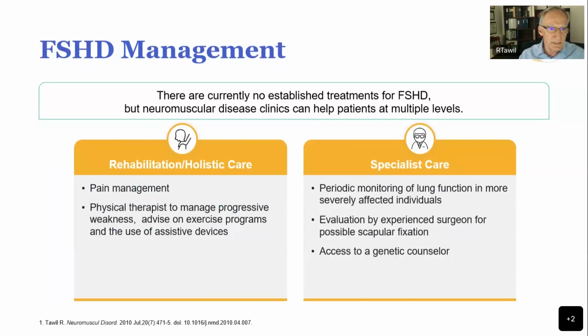So, FSHD management. There are currently no established treatments for FSHD, but neuromuscular disease clinics can help patients at multiple levels. A lot of patients with FSHD, because of asymmetry of involvement, will often have lower back pain and upper back pain, especially if they have asymmetry in their scapular winging. So pain management is often very important. Physical therapists are very good at managing progressive weakness and advising on exercise programs and the use of assistive devices. Periodic monitoring of lung function is important in more severely affected individuals, especially patients who become wheelchair bound or have a higher tendency of getting restrictive lung disease. So this should always be on the to-do list periodically for patients who are becoming weaker. And again, evaluation by an experienced surgeon if you're considering scapular fixation in the patient.